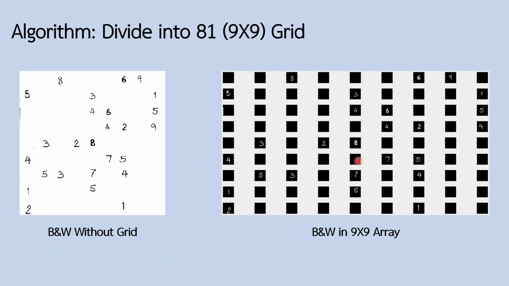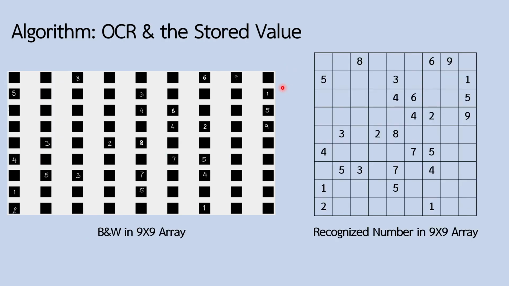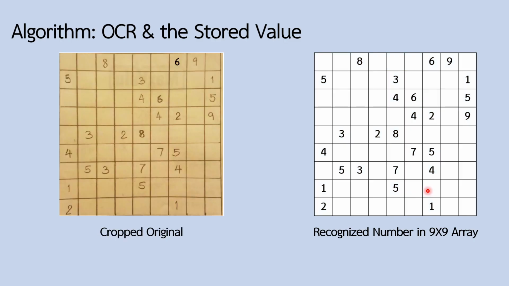Then I divide it into 81 squares. You can see there's no grid here, so the OCR can detect the numbers very easily now. As you can see, the algorithm is pretty good at detecting the numbers. In this case, it's 100% correct, but not always. Here I use the OCR. It is a built-in function in MATLAB, an add-on in the image processing toolbox, I guess.